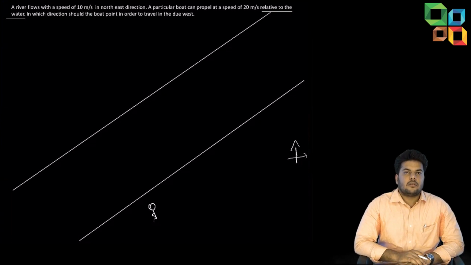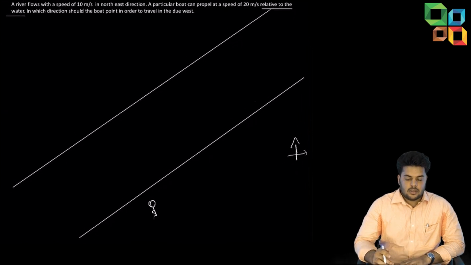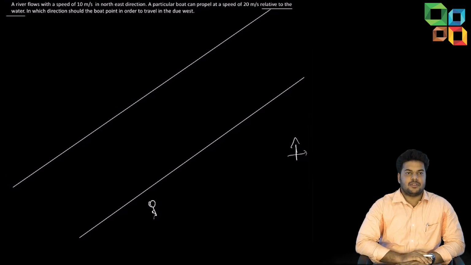Which means if I'm on the shore, I can see the boat going at the speed of 10 meter per second. No. If you're at the shore, you can see the boat moving at 20 meter per second, right? No. Okay. 30. No. All your answers are right in their own frames.